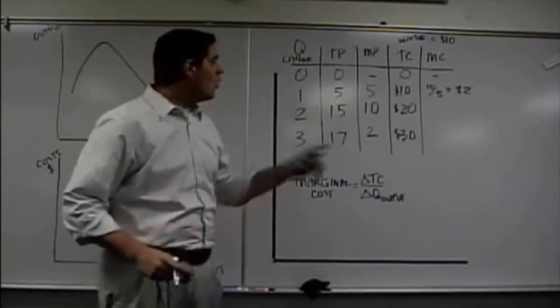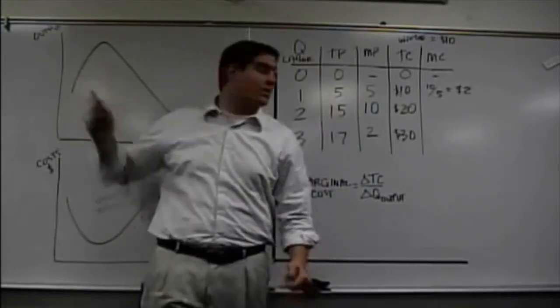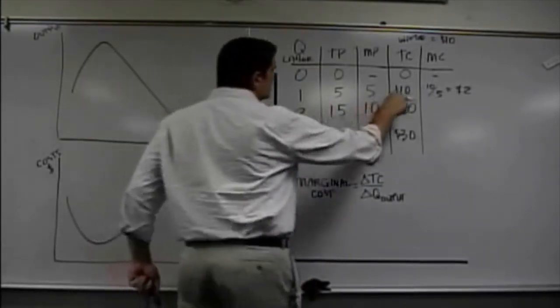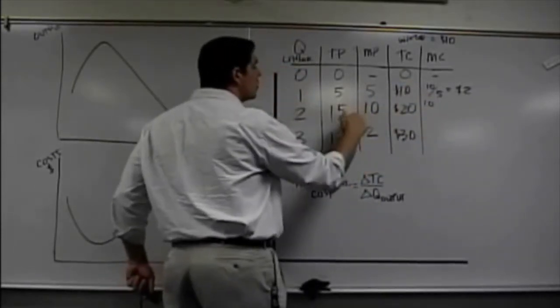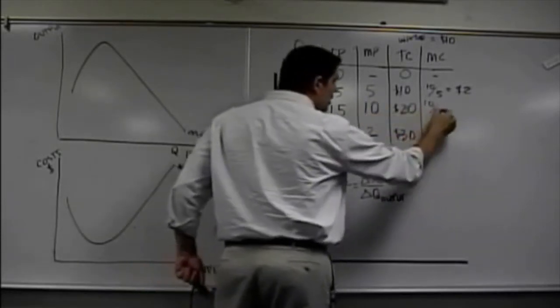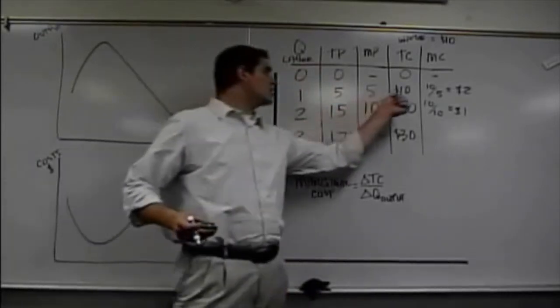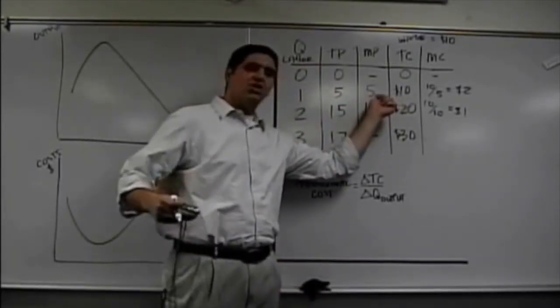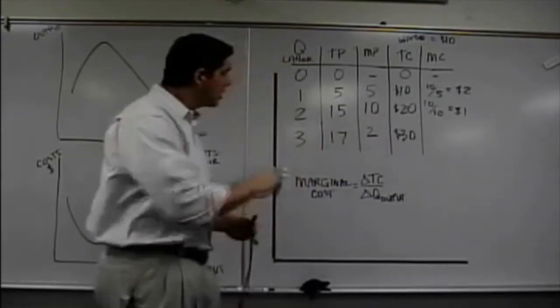Now let's see what happens when this next worker adds even more than the previous worker, when marginal product is increasing. The change in total cost is still 10, it went up by 10, but the change in output went up by 10. So now it's $1. Before, these units cost me $2 to produce. Next one, the additional cost is an additional $1.